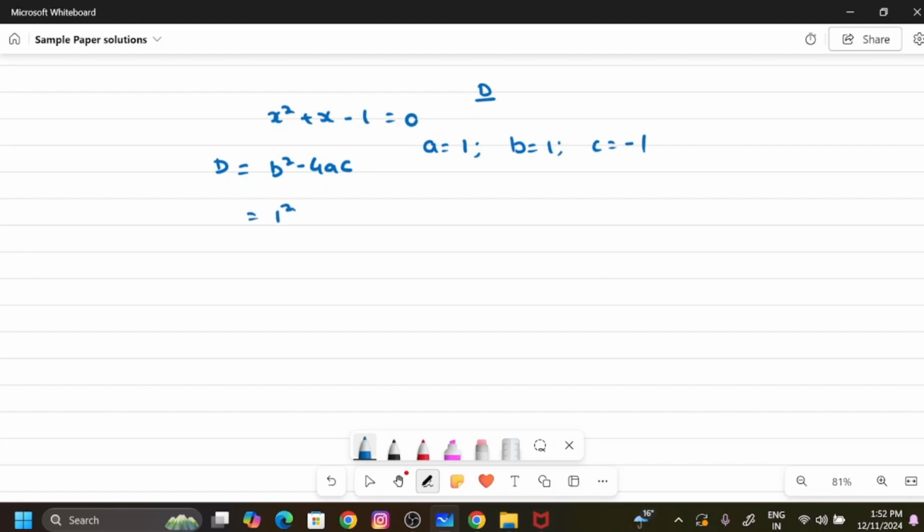b square is 1 square minus 4 times a is 1, c is minus 1, which is 1 plus 4, that is equal to 5. So 5 is greater than 0. Since b square minus 4ac is greater than 0, the roots are real and distinct.